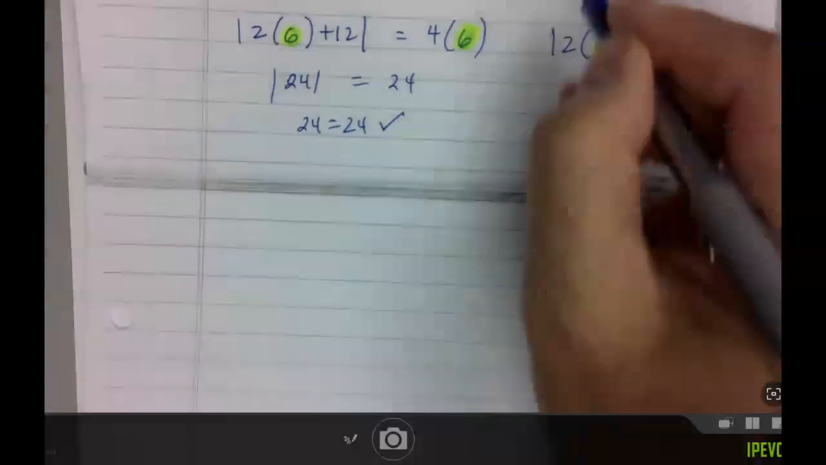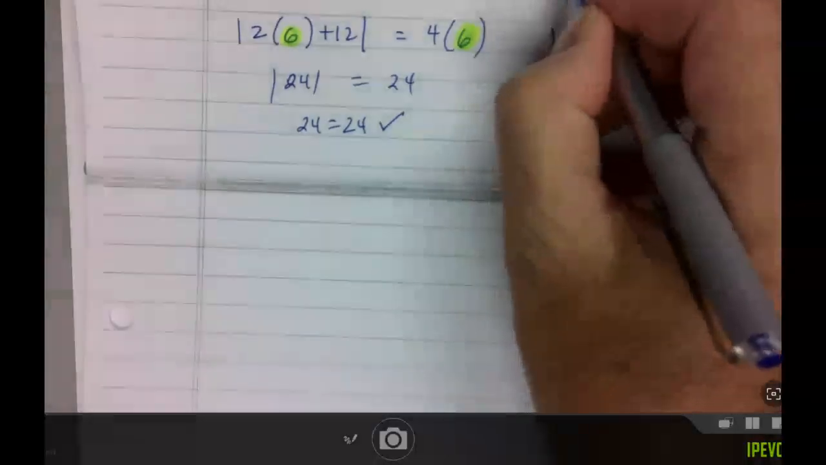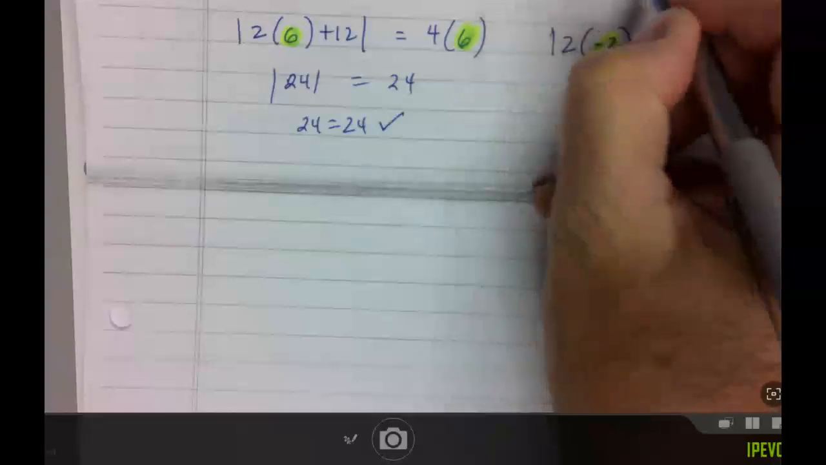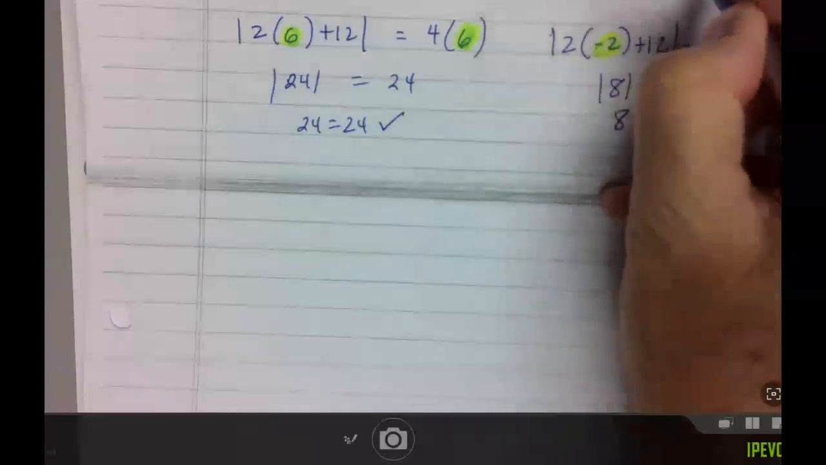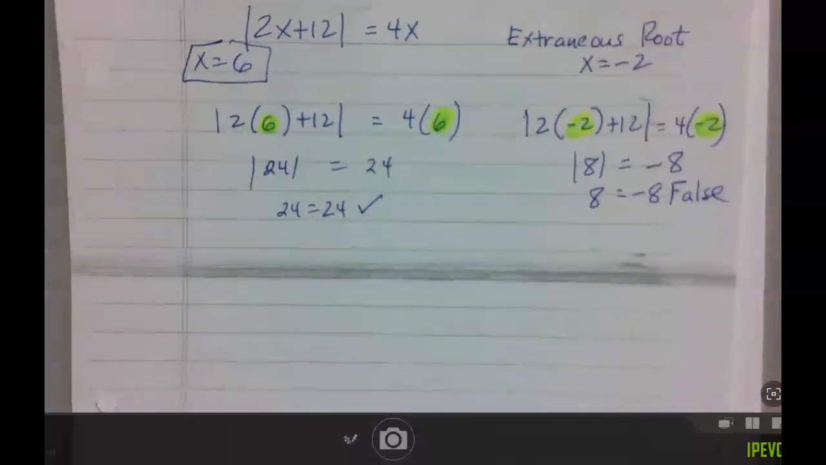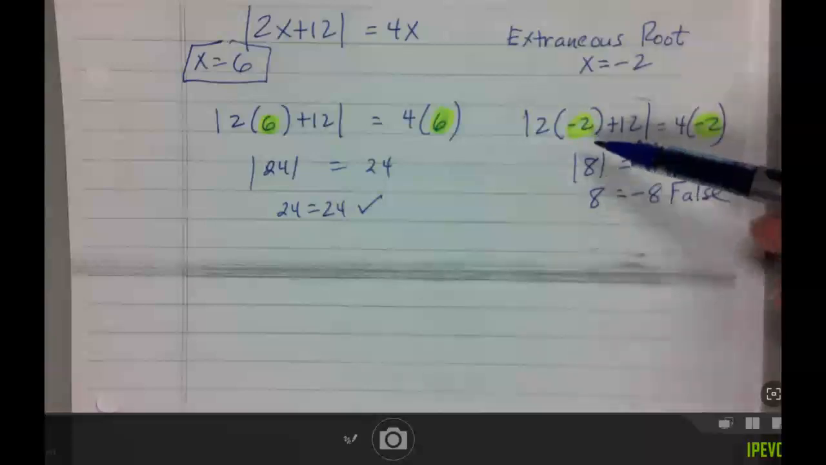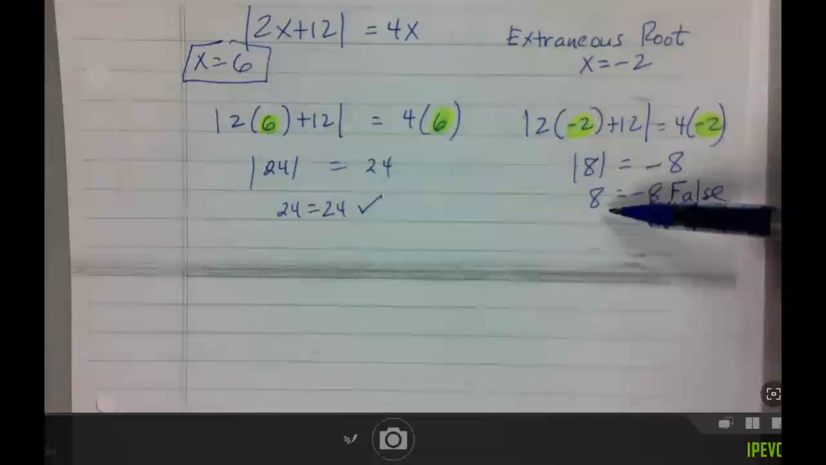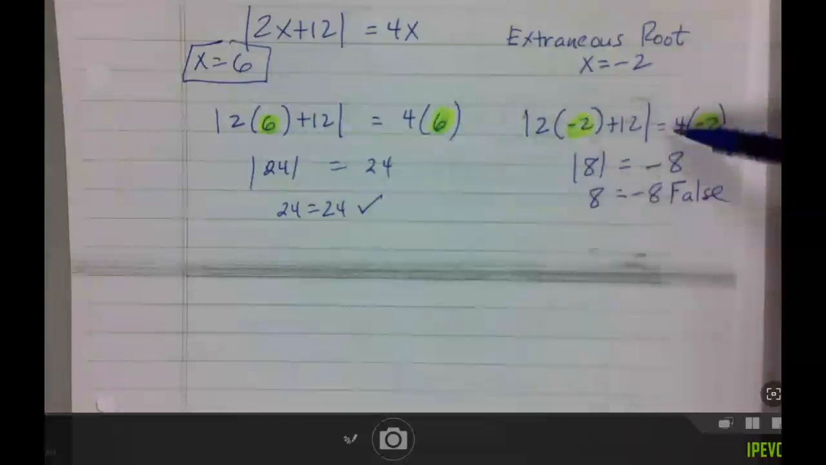So we call it an extraneous root. So there was only one solution there, okay? So you have to check these. And when you take the absolute value of a constant, it's always going to come out positive, isn't it? Because absolute value means distance from 0. Distance can't be negative.